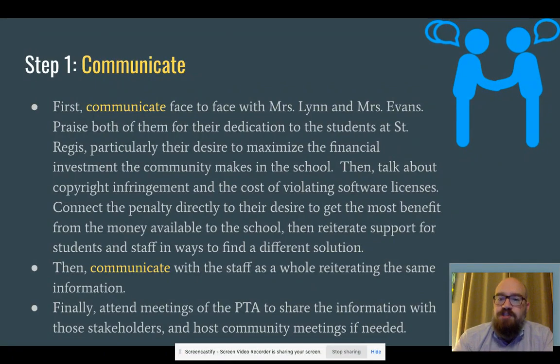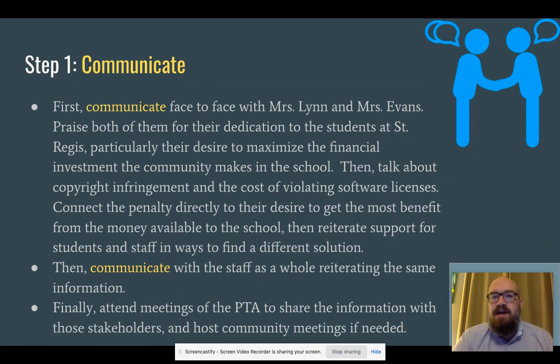But then there's a way to leverage that desire that they have, when we focus on the cost of violating software licenses. We can connect the penalty directly to their desire to get the most benefit from the money available to the school, but then also at the same time reiterate support for students and staff to be successful in ways to find a different solution. And this may not be a short meeting. This may be multiple meetings, but I do believe that this is an important piece, especially if you're going to maintain that positive working relationship.